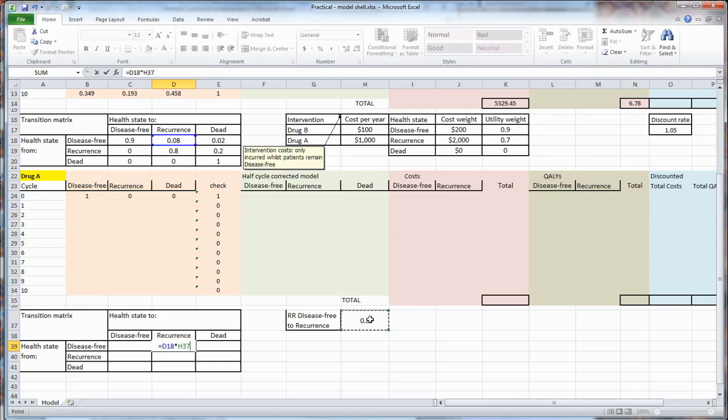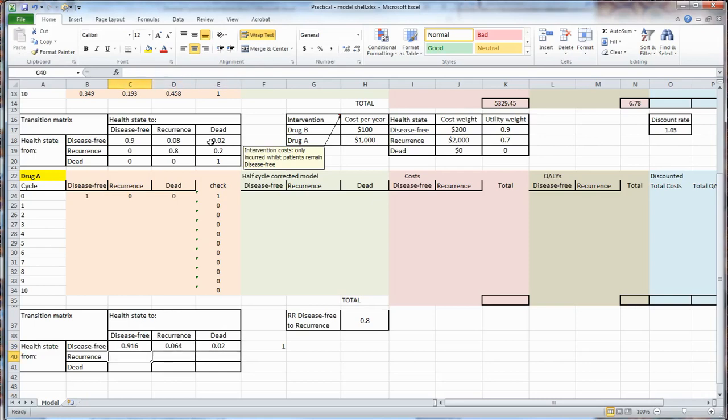H37, and that gives us the probability of recurrence, but we're told that the probability of dead remains the same, so 0.02. Now each row has got to sum to 1, so we can put in a little check to make sure they sum to 1. At the moment it's not summing to 1. The only empty cell is the probability of remaining disease-free. So if we don't experience a recurrence and we don't die, we remain disease-free. And so the probability of disease-free is just 1 minus those two.